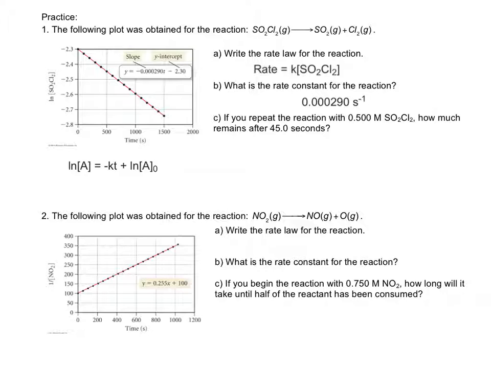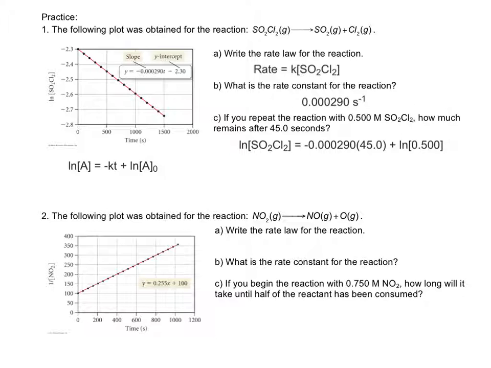And in part C, it's asking you if you repeat the reaction with 0.5 molar SO2Cl2, how much remains after 45 seconds? And so all we need to do to find the answer to that is plug those two numbers into our integrated rate law and solve for the concentration when we put in 45 seconds for the time. So that's going to be the log of SO2Cl2 is equal to minus 0.00290 times 45, because that's our time, plus the natural log of 0.500, which is our starting concentration of reactant.